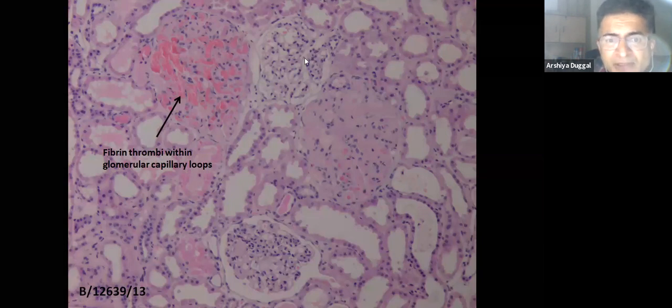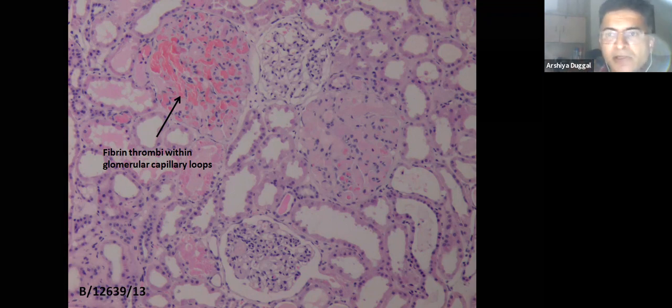This is a higher magnification. You can see some of the glomeruli, like this glomerulus, are absolutely normal. But in these two glomeruli, the capillary loops are filled with fibrin. So there were fibrin thrombi in the glomerular capillary loops, and in this glomerulus also there was a segment showing fibrin thrombi. In addition, the tubules were dilated, with evidence of diffuse acute tubular injury. So in this case, morphologically there is TMA, but this TMA is not affecting all the glomeruli.